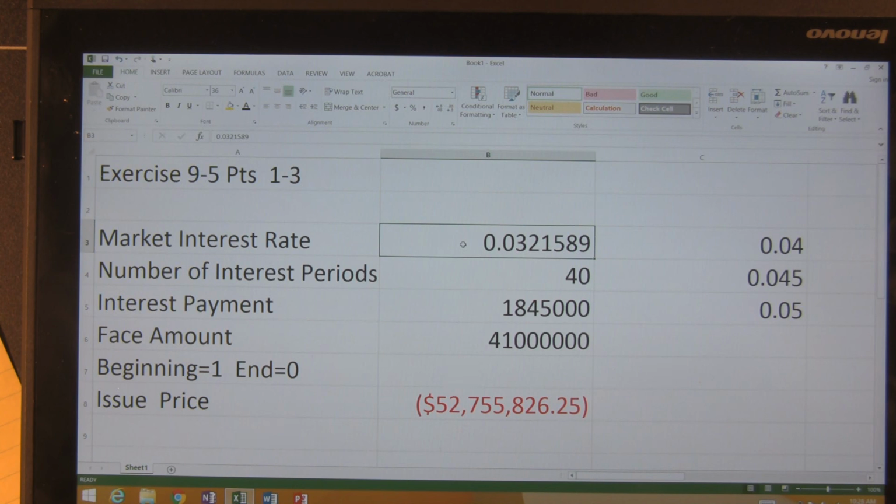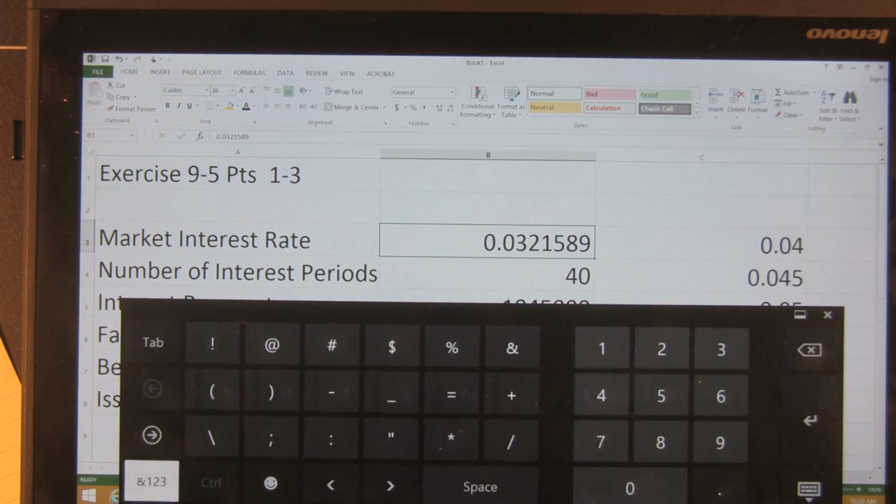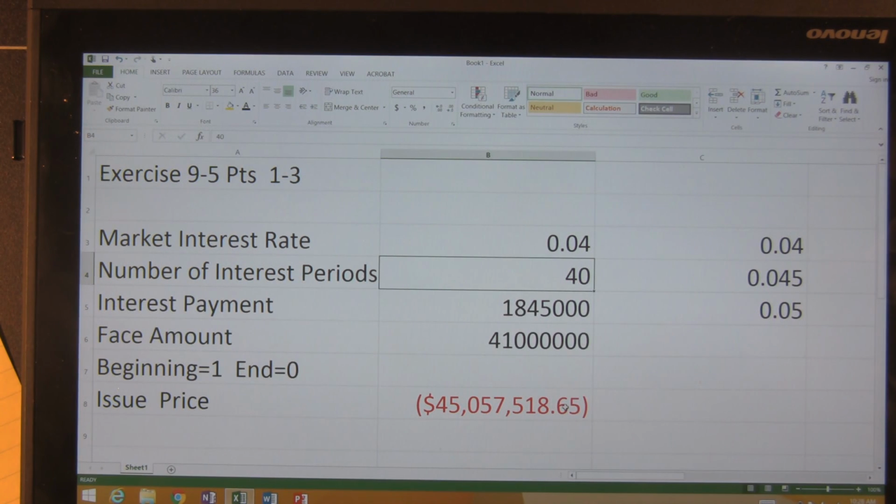Let me put this back to where it was at 0.04. And we're done. That's 9.5 parts 1, 2, and 3, and any other ones you want to do. Just keep changing the interest rate.